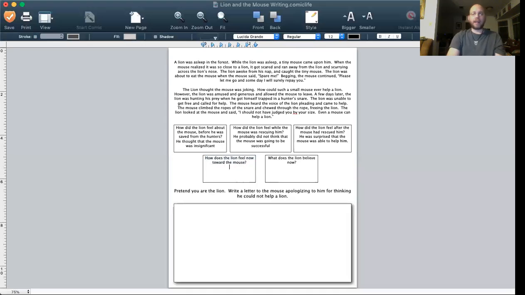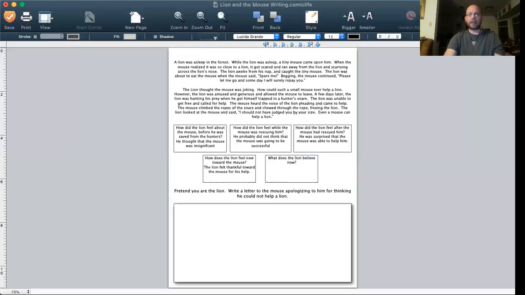How does the lion feel now toward the mouse? Well, before he thought he was insignificant. Now he thinks that a mouse can even help a lion. So he's got to be feeling a little bit of gratitude towards the mouse as well, thankful that the mouse was able to help him. So the lion felt thankful toward the mouse for his help.